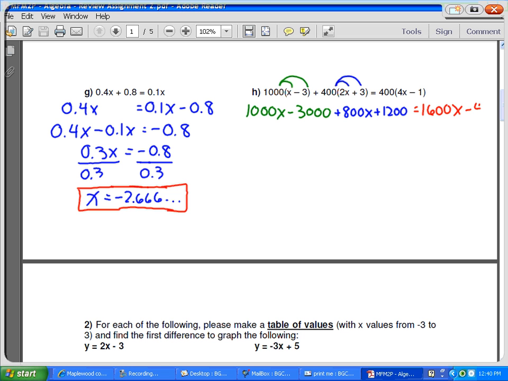And then minus 400. Okay, if you're able to do letter H, you got nothing to worry about for the algebra there. Are there any questions about what happened there? 1000 times x is 1000x. 1000 times negative 3 is negative 3000. 400 times 2x is 800x. 400 times 3 is 1200. 400 times 4x is 1600x. 400 times negative 1 is negative 400.